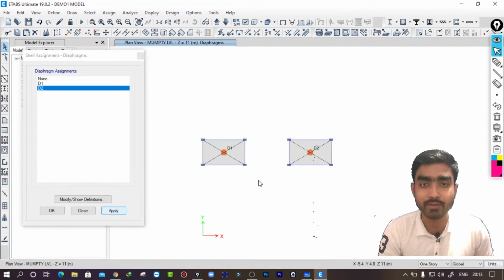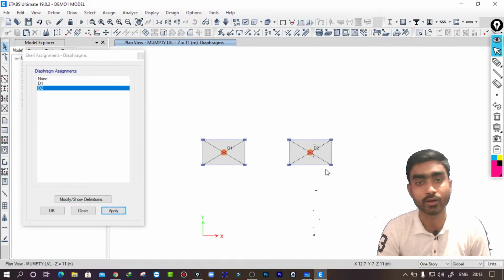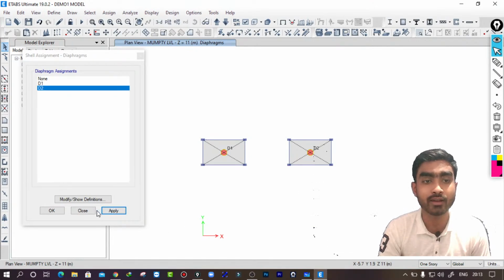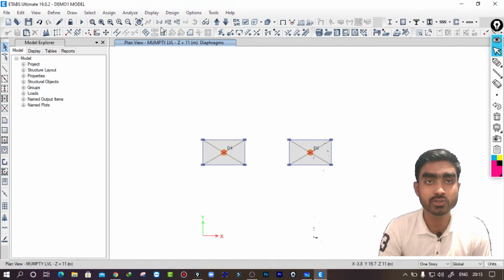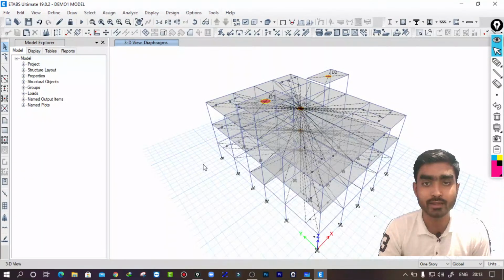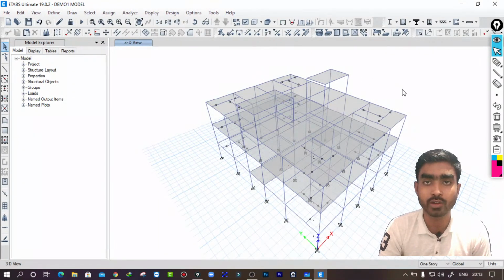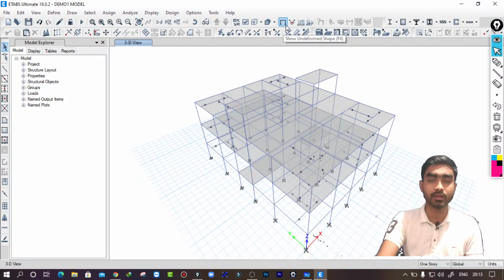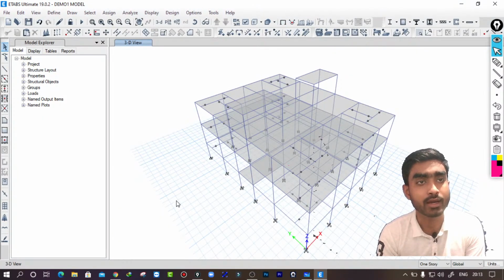Now we have defined that these two are allowed to behave separately, to move separately. This is the real case. Now click on close, and you can see the 3D, right? You can turn off this diaphragm actually. If you click on show undeformed shape, here you can see the undeformed shape. Now let's save the structure, and let's click on run analysis.